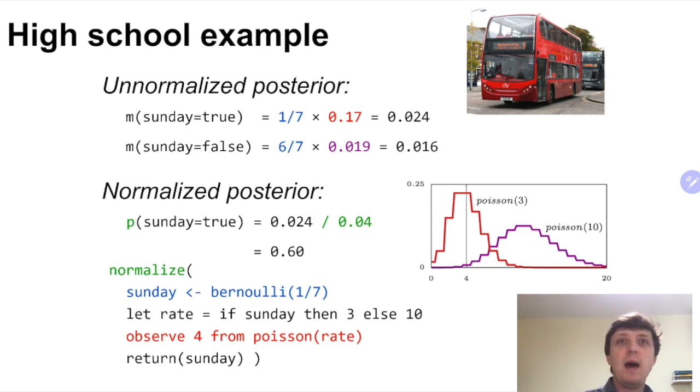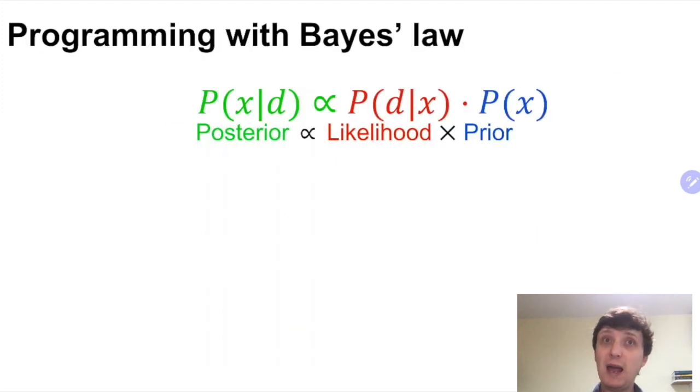And so we end up with a posterior distribution, which says that the probability of it being a Sunday is 0.6. So it is more likely that it's a Sunday, as some of you may have guessed, but it's not guaranteed at all from the observation that I've made. What we're doing here is calculating with Bayes' law, and I think of probabilistic programming as Bayes' law plus programming constructs. Bayes' law says that we calculate the posterior by noticing that it's proportional to the likelihood multiplied by the prior. The prior is what we assume in advance, and the likelihood involves the data that we have coming in.